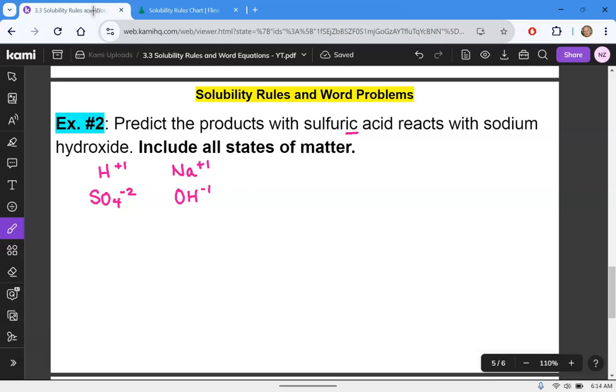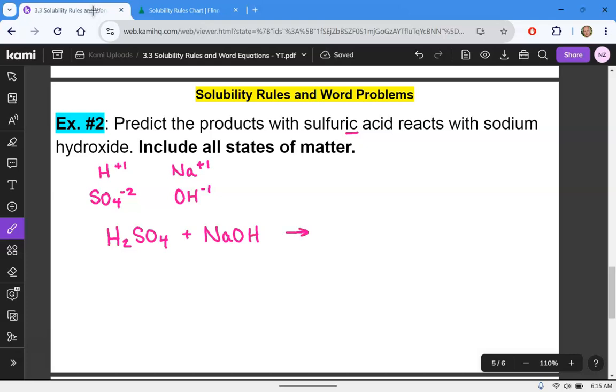Since we have an acid and we also have a base, this is going to be an acid-base reaction. So I have H2 because hydrogen is +1 and sulfate is -2. So this is going to be H2SO4. Sodium and hydroxide are both magnitude of 1, so I'm just going to put those together.